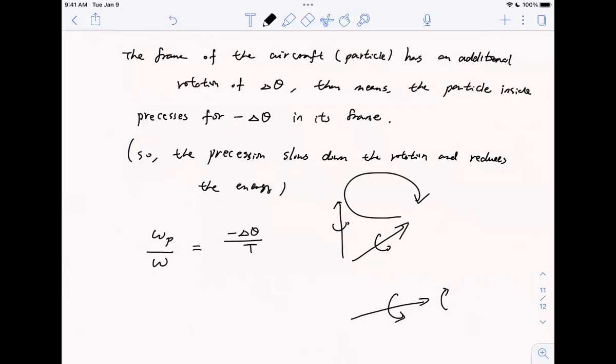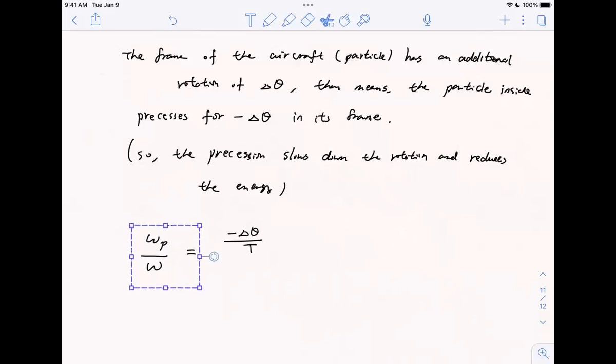So this is called the Thomas precession. Thomas precession is you have a particle, you have a rotation, and then due to relativistic effect, there is a reduction. For example, the precession every period, there's a negative delta theta on the rotation. And then the original frequency is 2 pi over T, right?